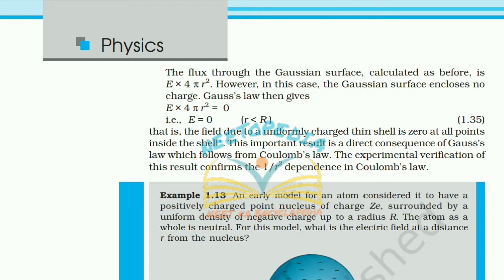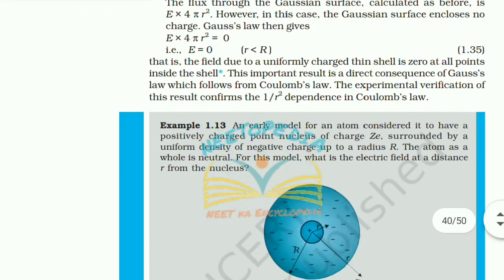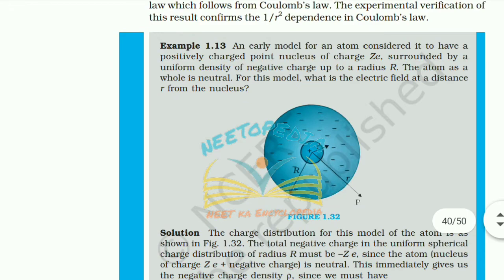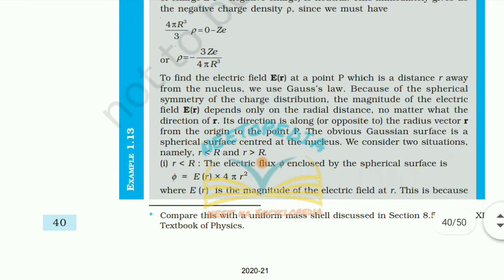That is, the field due to a uniformly charged thin shell is 0 at all points inside the shell. This important result is a direct consequence of Gauss law, which follows from Coulomb's law. The experimental verification of this confirms the 1 upon r squared dependence in Coulomb's law. I'm skipping example 1.13 for you to solve later, or you may pause the video and solve it right now.